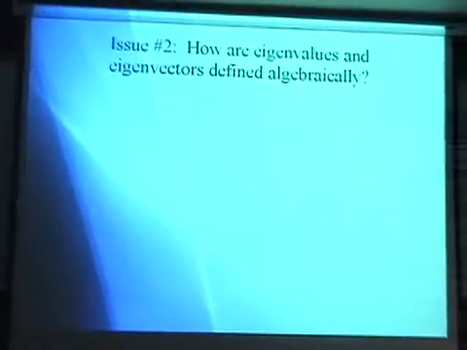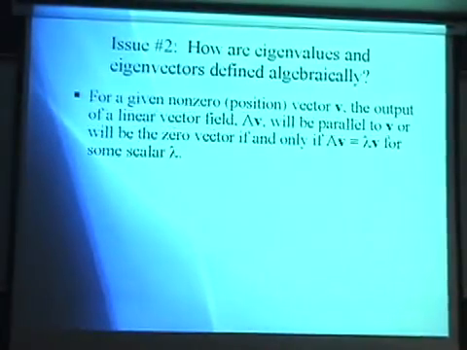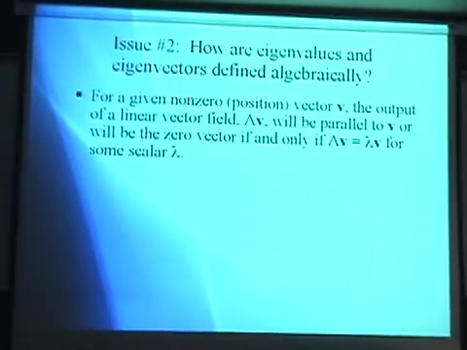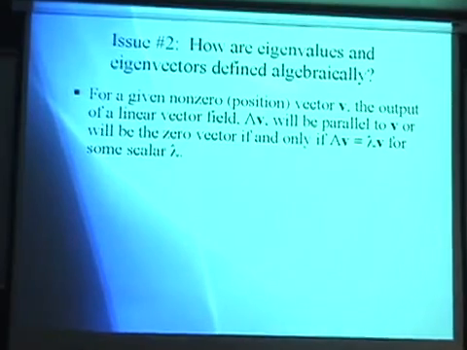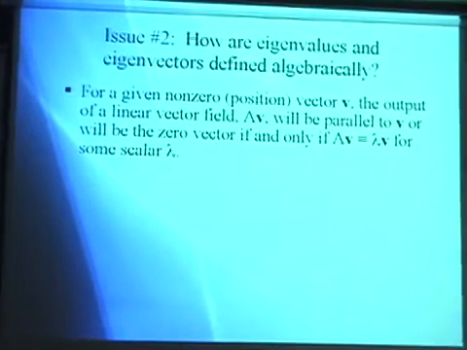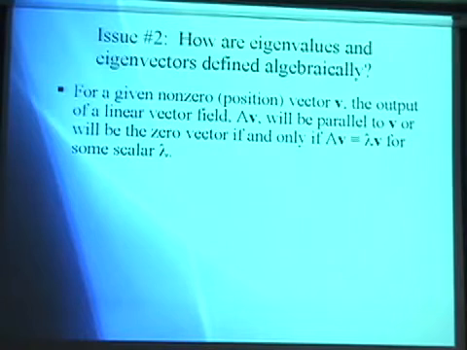But let's review how to find eigenvalues and eigenvectors. How are they defined algebraically? For a given non-zero position vector v, the output of a linear vector field A times v will be parallel to v, or will be the zero vector, if and only if A times v is a scalar multiple of v itself. A times v is some number lambda times v.